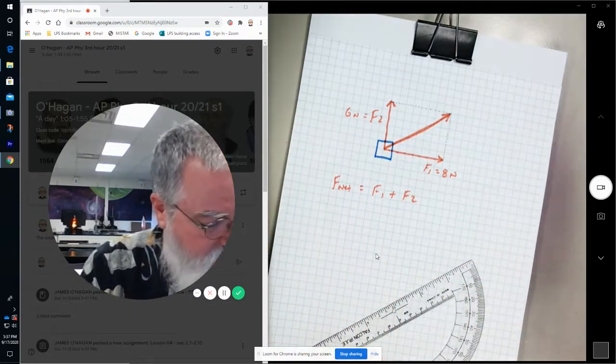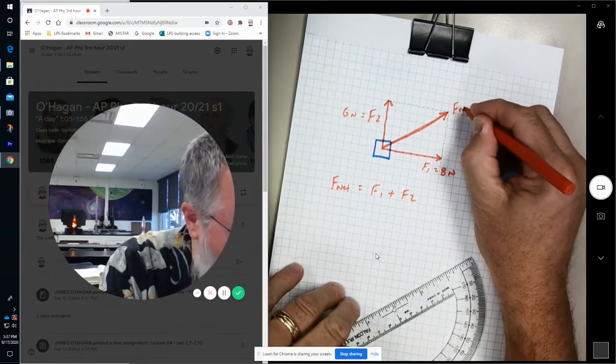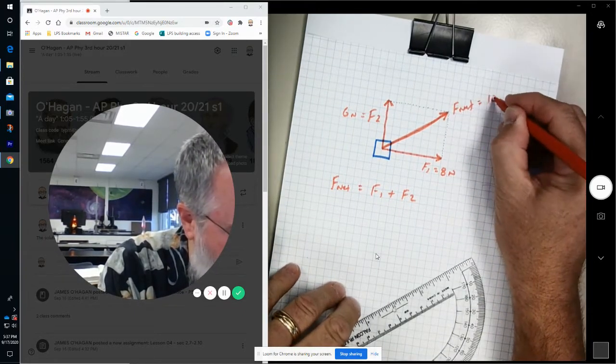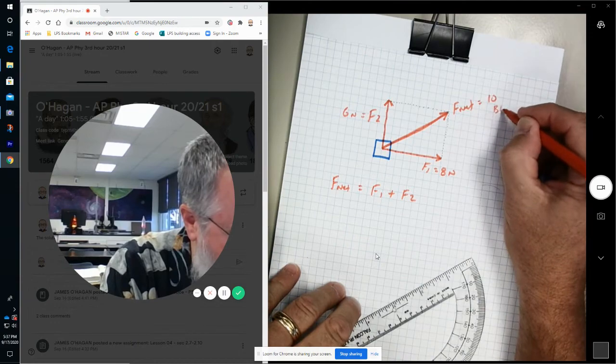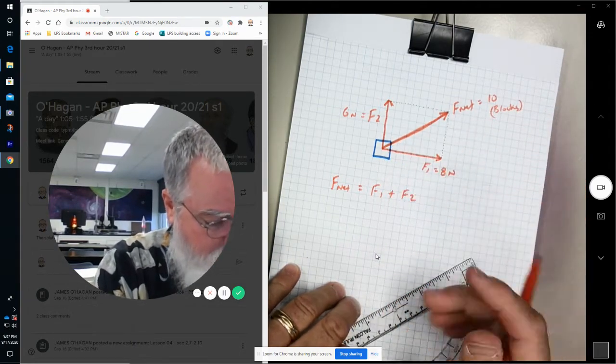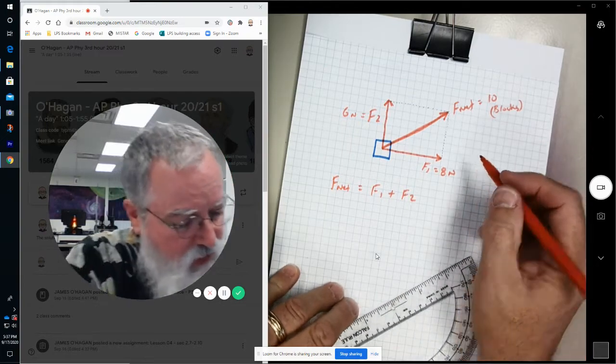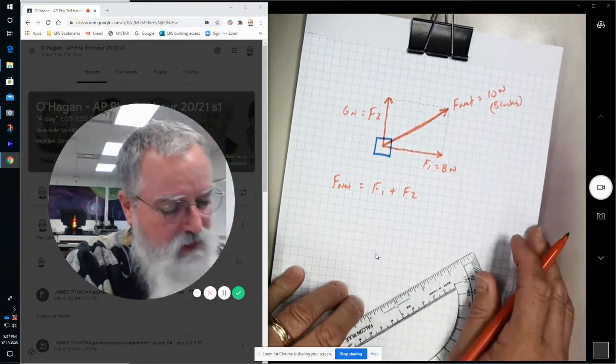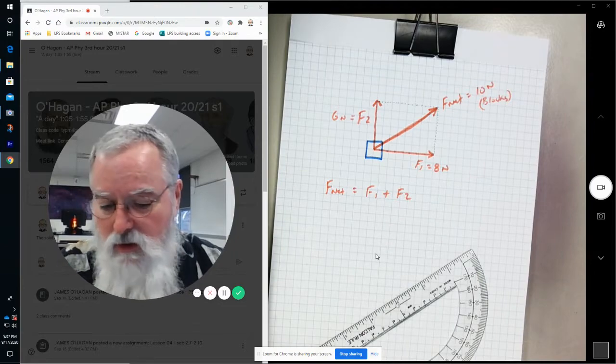So this force net is equal to 10 blocks. And basically a block's a quarter inch. And so that means it's 10 newtons. And I just did that drawing. You can just do that drawing.